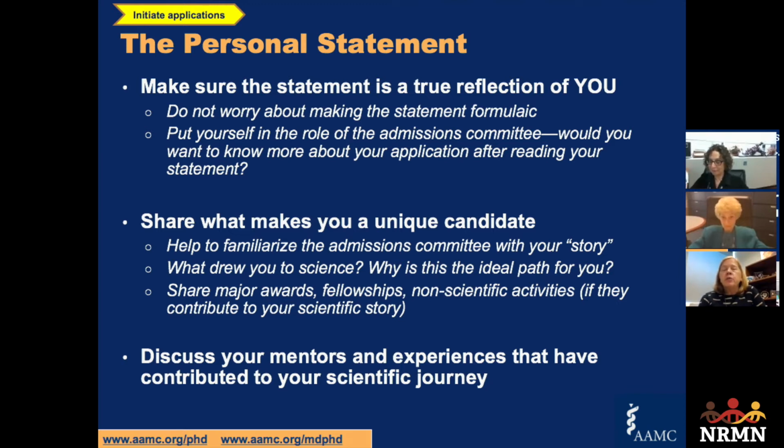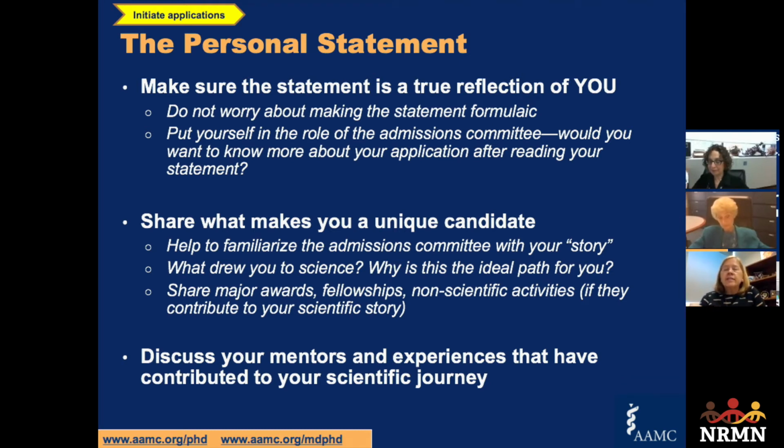You don't need to put in any catchy opening like a quote from the Bible or Shakespeare. What you really want to do is interest the people who are reading your admission statement in reading more. This is your opportunity to stand out because of the things that have driven you to science, the things that you're passionate about in science, and the description of the research that you've been involved with. So think about what makes you a unique candidate.